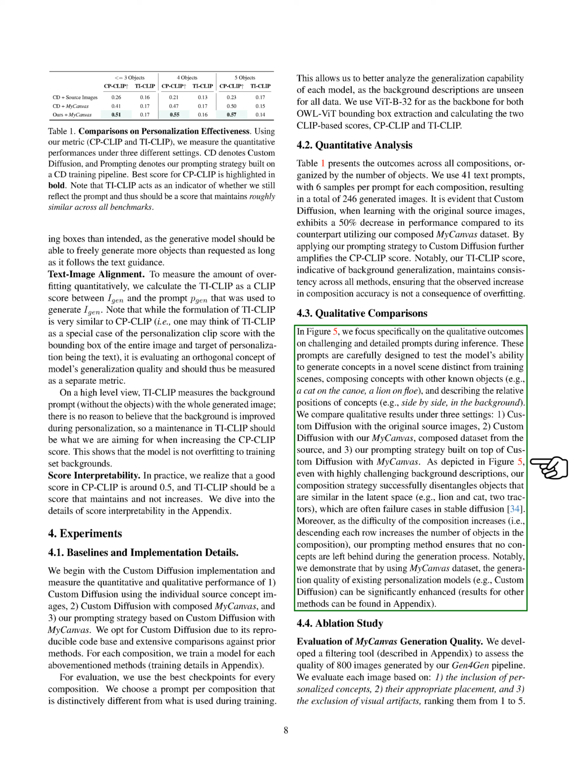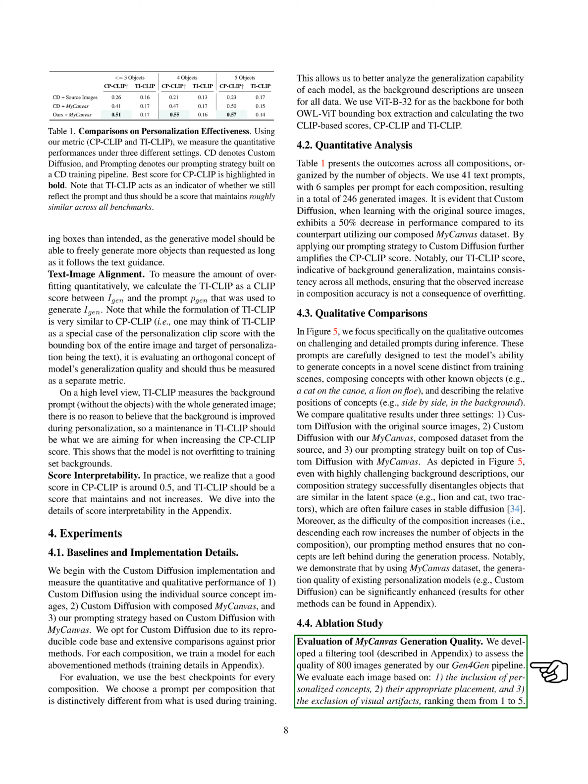Our strategy successfully separated objects that are similar in the latent space, which are often confused in Stable Diffusion models. Additionally, as the complexity of the composition increased, our prompting method ensured that all concepts were included in the generation process. We also found that using the MyCanvas dataset significantly improved the generation quality of existing personalization models like Custom Diffusion.